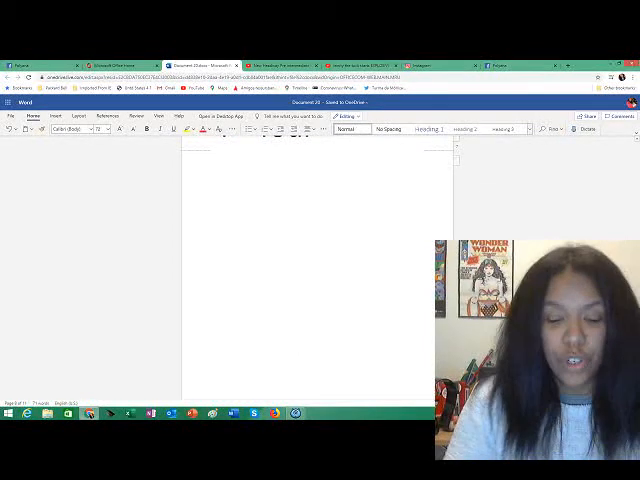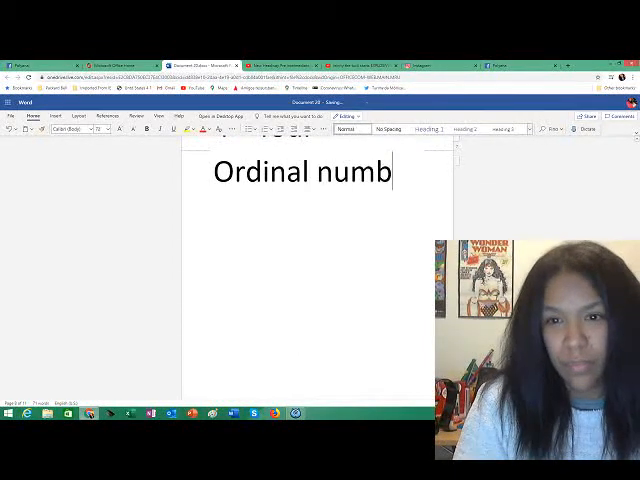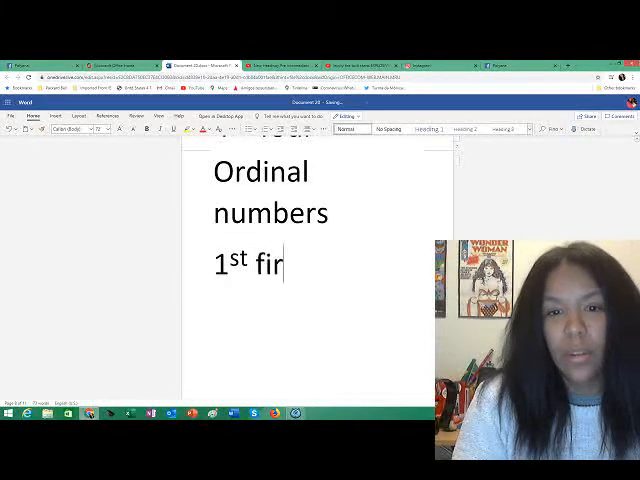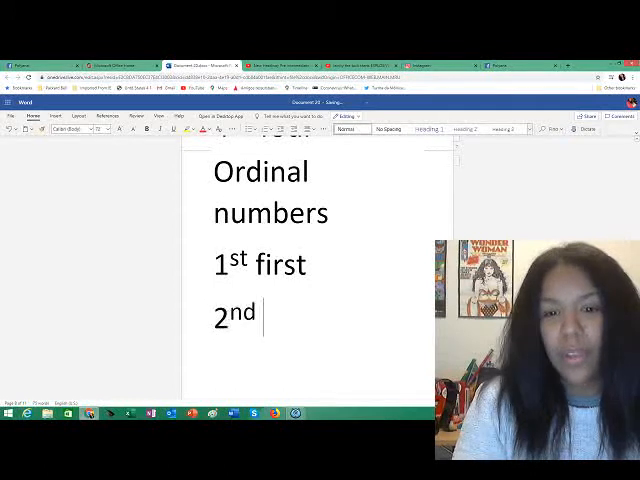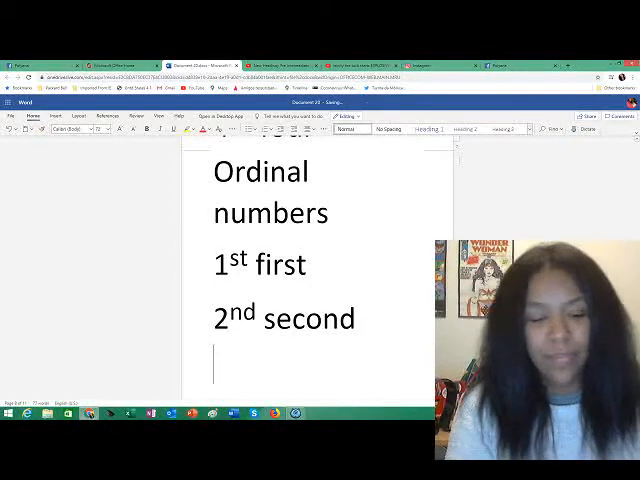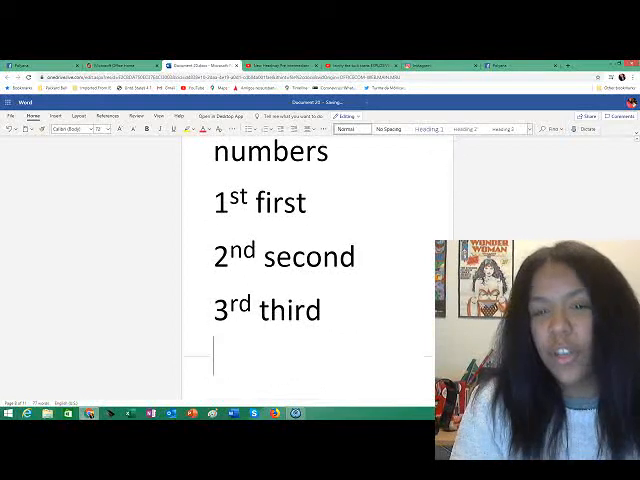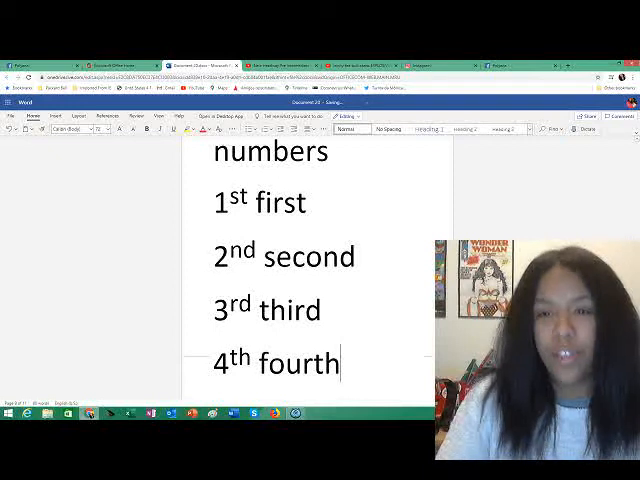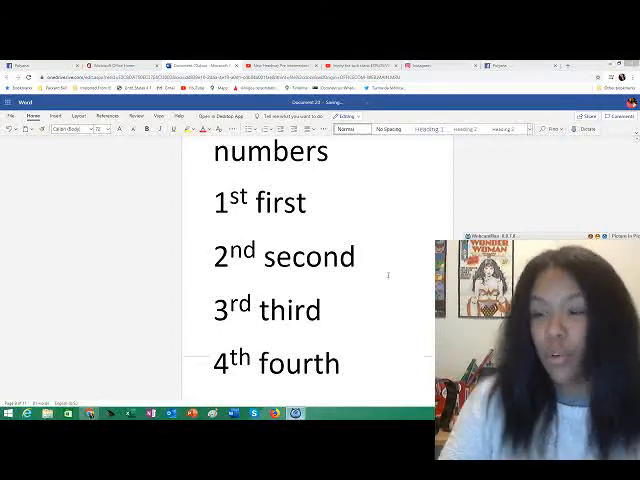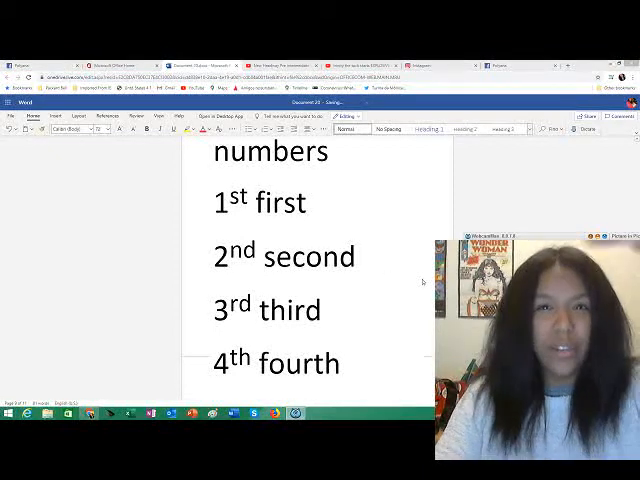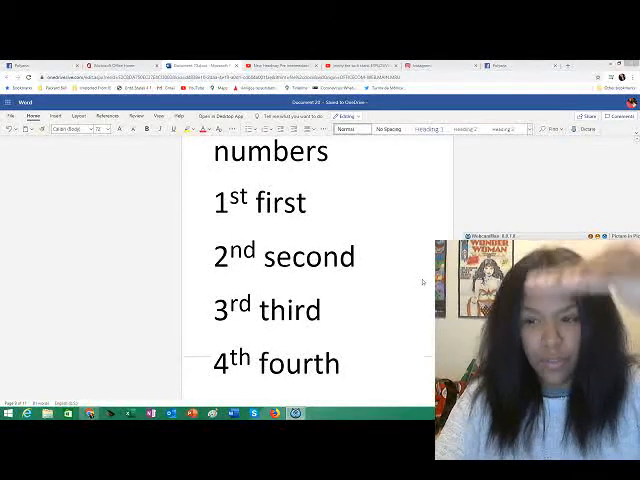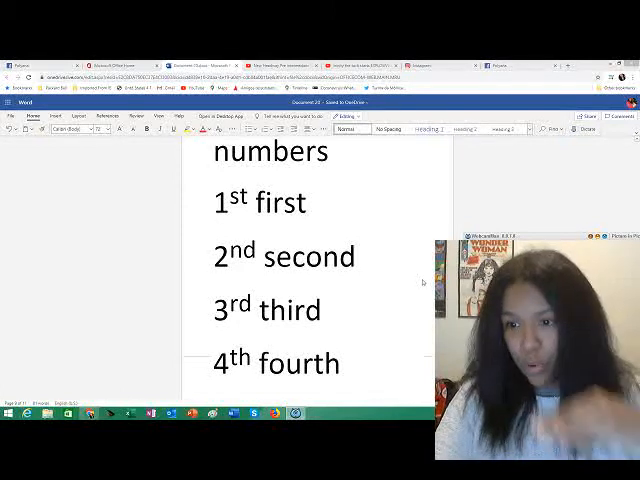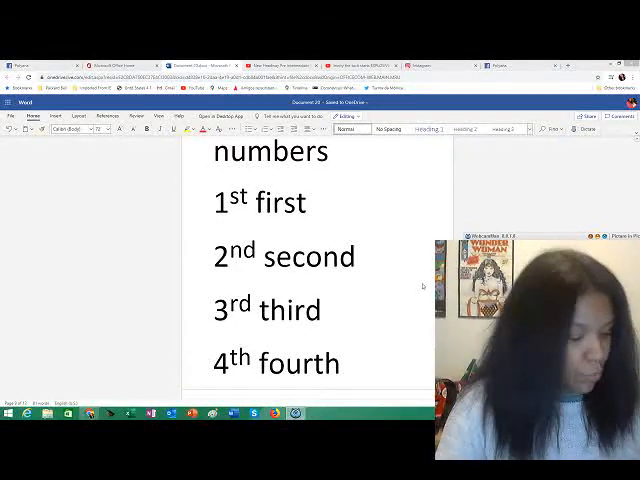And you have the ordinal numbers. First, second, third, fourth, etc. Those are ordinal numbers. So think of the order. The first place, second place, third place, fourth place. So those are ordinal numbers.